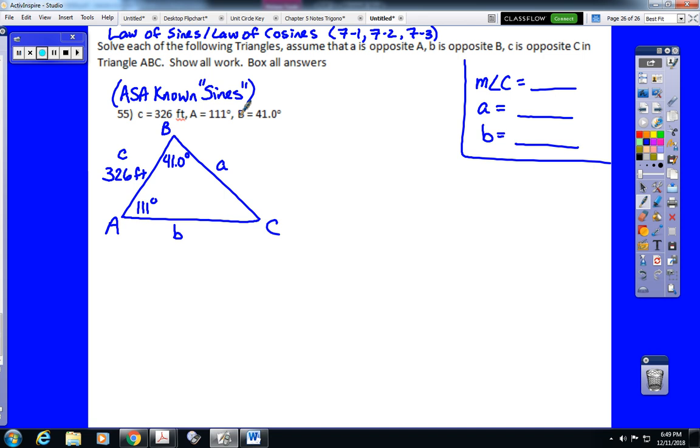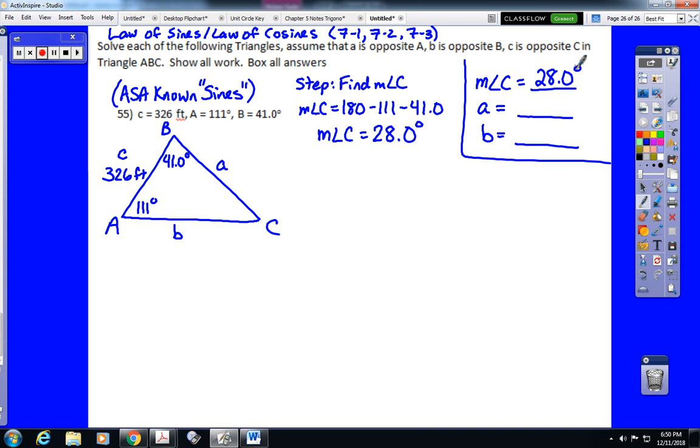So what we need to do is a three-step process. Step 1 is find the measure of angle C. Remember that one way that we can do that is the angles add to 180. So the measure of angle C is 180 minus the two known angles, 111 and 41. So 180 minus 111 minus 41 would be 28 degrees, which we would write as 28.0 degrees because that would be the appropriate number of significant figures for this problem. So there's one of our three answers right there. Again, that's step 1. Find the measure of angle C.